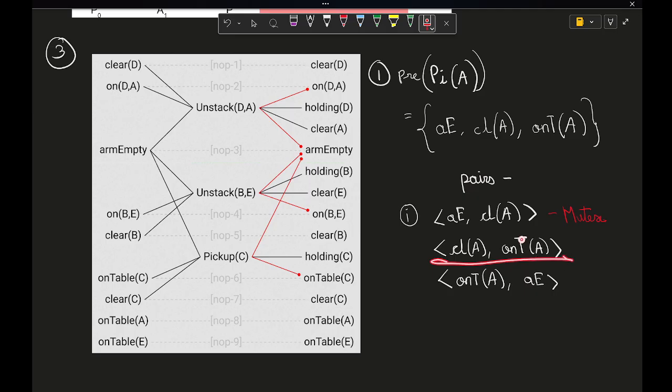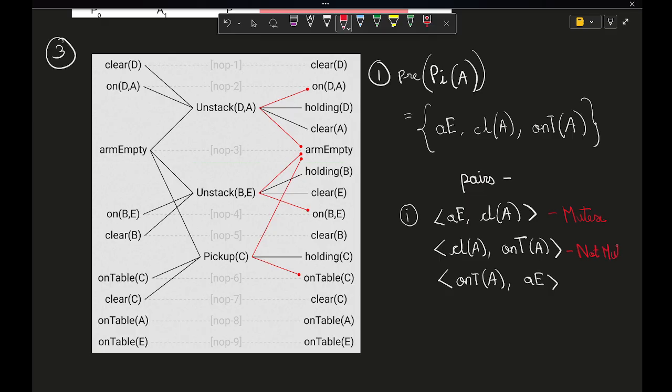So now we move on to this pair, clear A and on table A. Clear A is a positive effect of unstack DA and on table A is a positive effect of no op 8. And no op 8 and unstack DA don't have anything in common in the preconditions or in the positive effects, so this is not mutex.